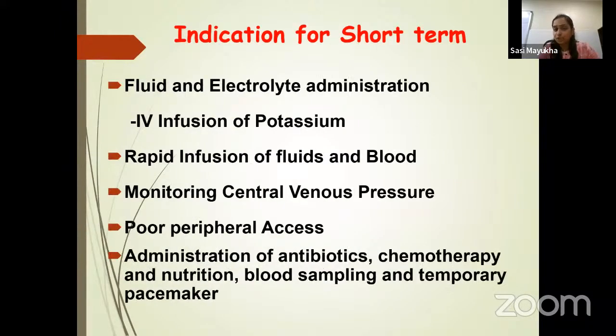The indications for short term use will be fluids, electrolyte administration, high volume blood transfusions, to monitor the central venous pressure, to give chemotherapy drugs, and for giving TPN.